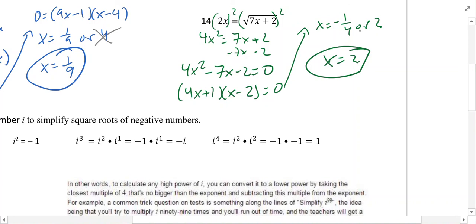And then remember, our answers are -1/4 or 2. And this time the fraction didn't work, but the whole number did. So when you checked, you got x equals 2 as your solution.